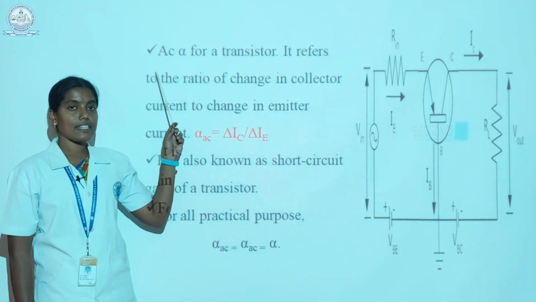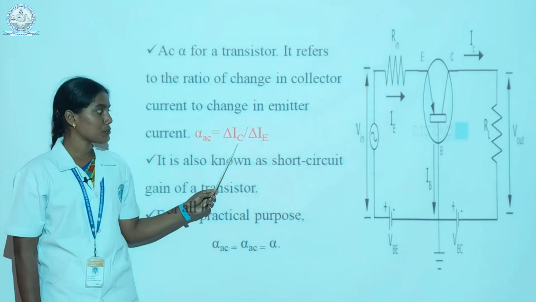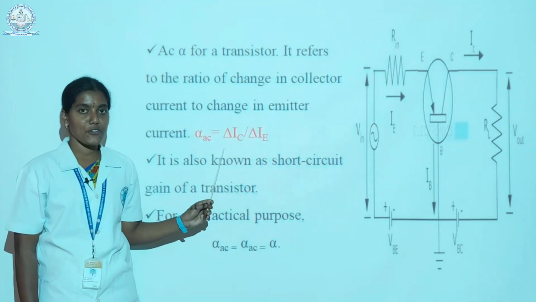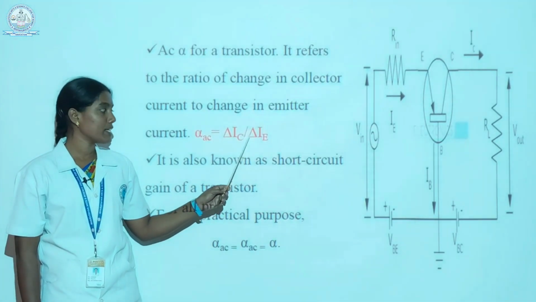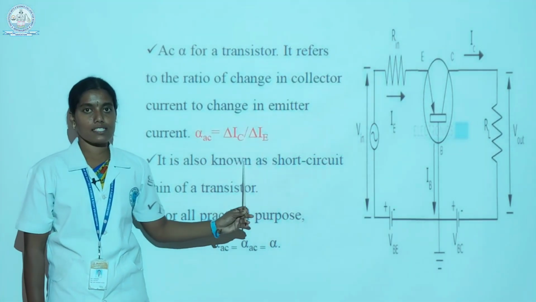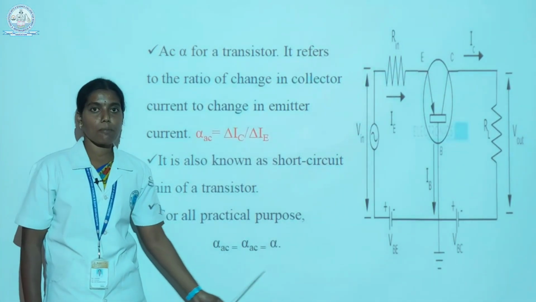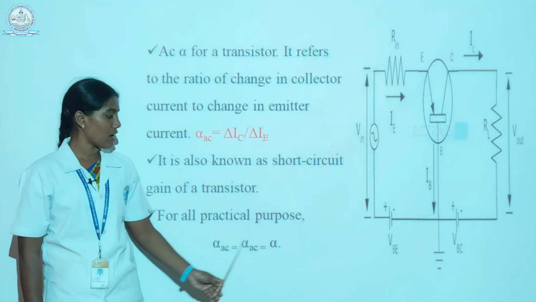The alpha of an alternating current transistor refers to the change in collector current to the change in emitter current. So the ratio of collector current to emitter current is called the alpha of a transistor. It is also known as the short circuit gain of the transistor. This is the practical purpose of alternating current alpha.